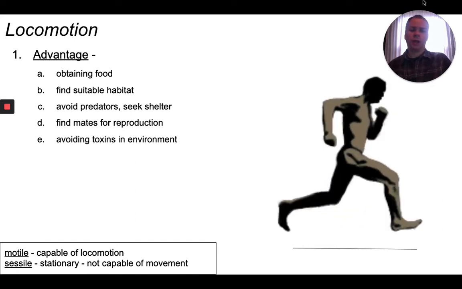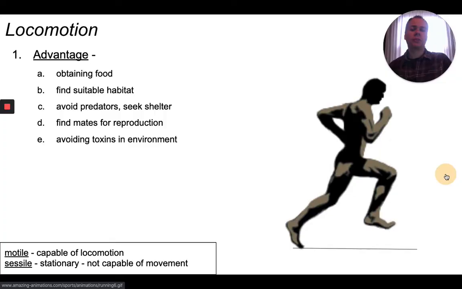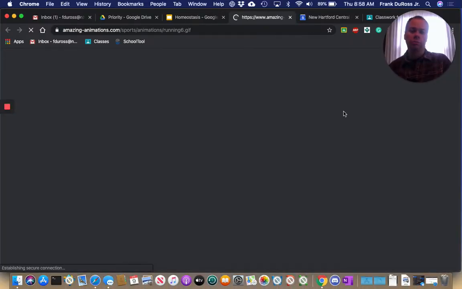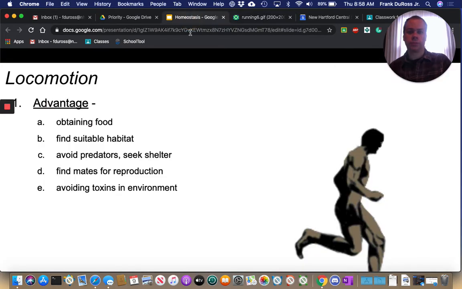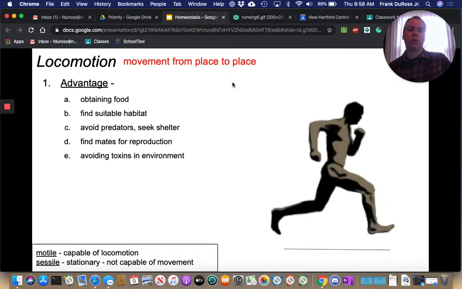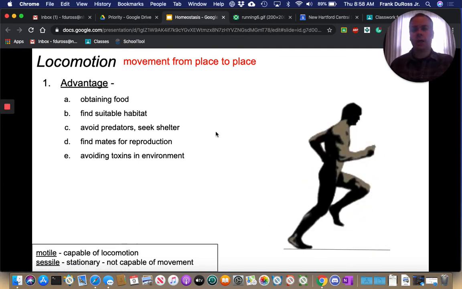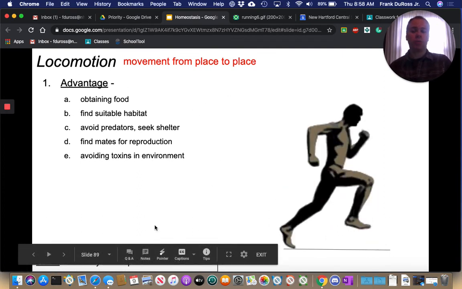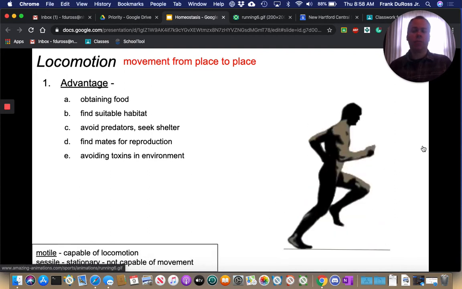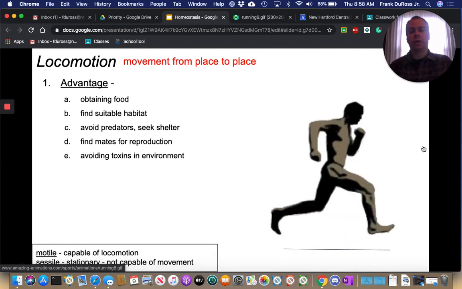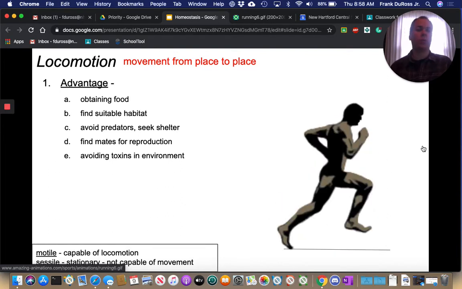So locomotion is the process of an organism. Locomotion is the ability of an organism to move from place to place. Some organisms are capable of locomotion. Others are what we call sessile, that they basically are stationary. They stay in one place.